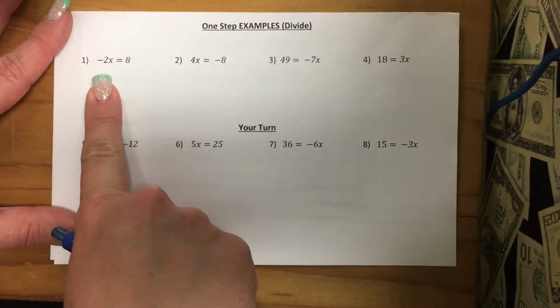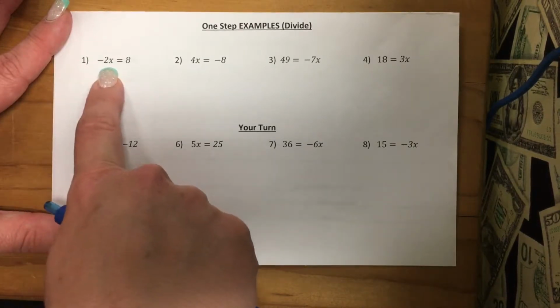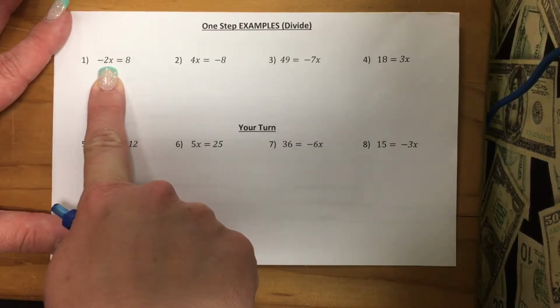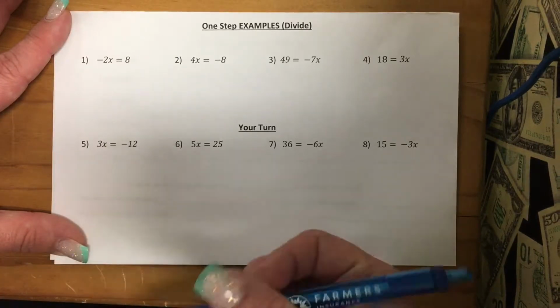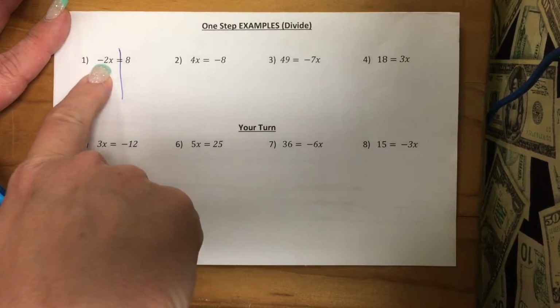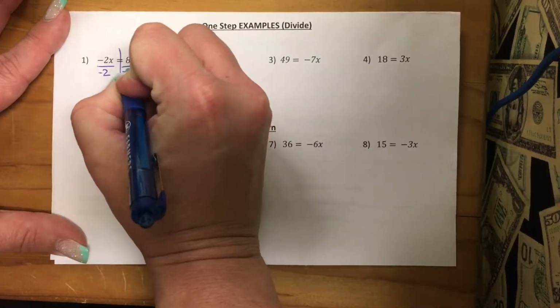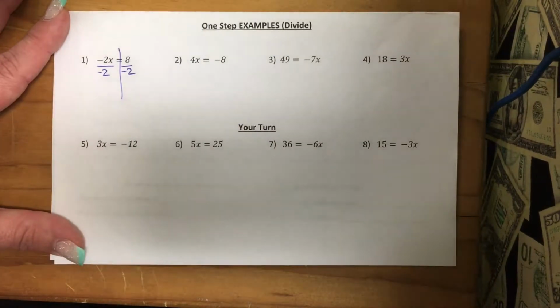Okay, so you have one-step equations, all right? When I have a number next to a variable and it's squished together, that means to multiply. So to undo multiply, we divide. So I'm going to divide my equation in half. So I have to divide by -2. The negative goes with it. What I do to one side, I do to the other side.